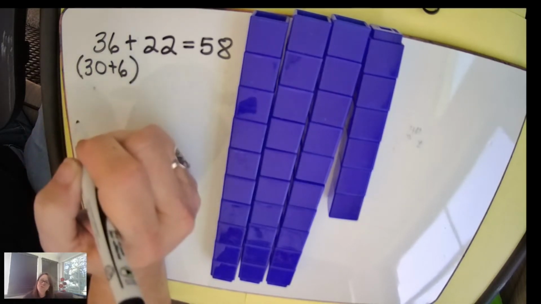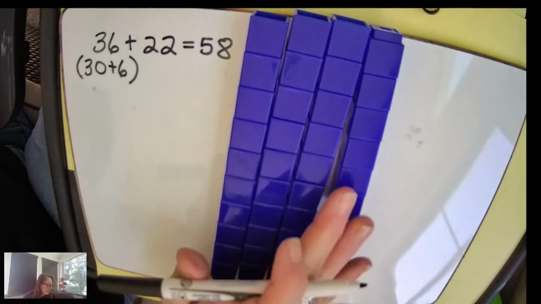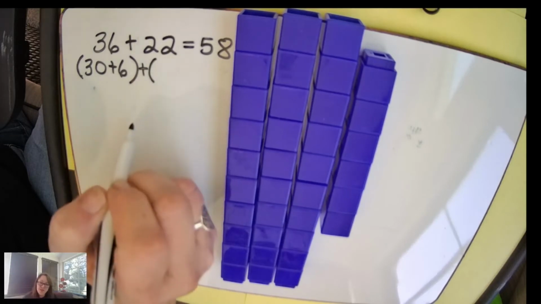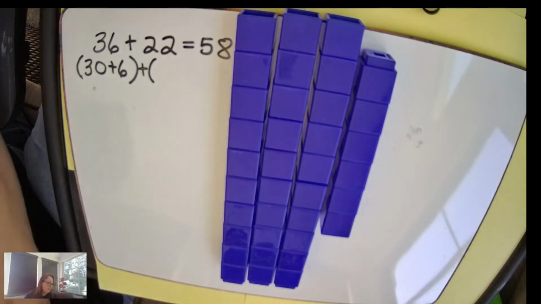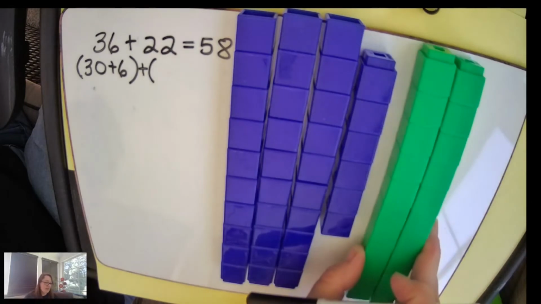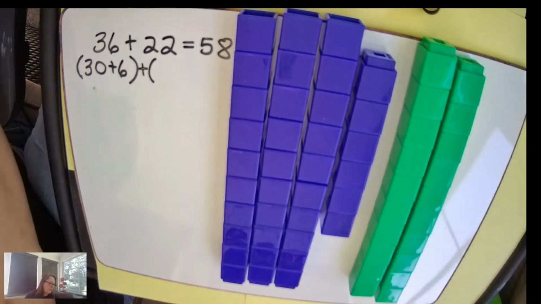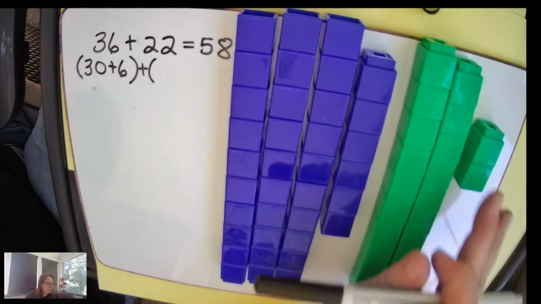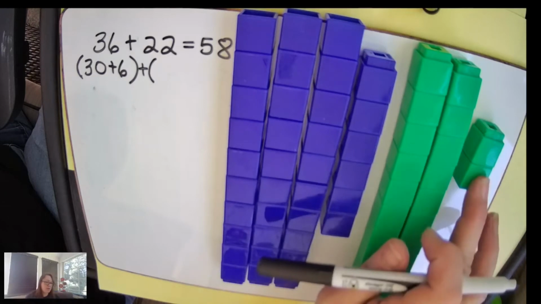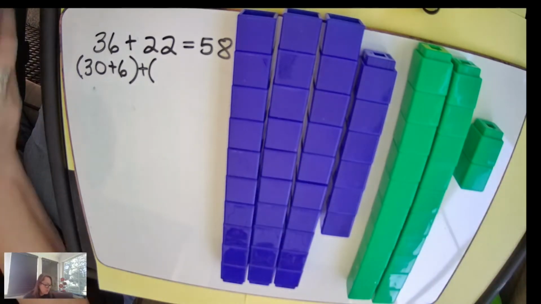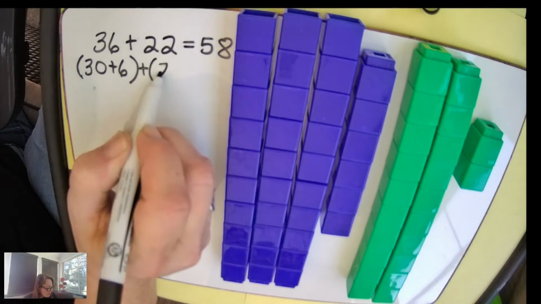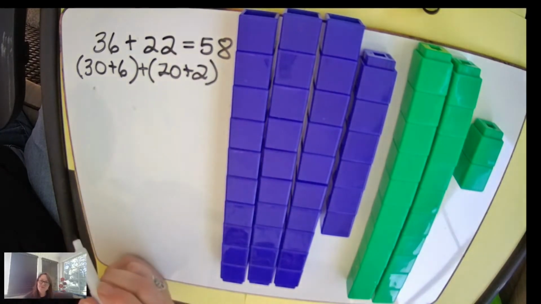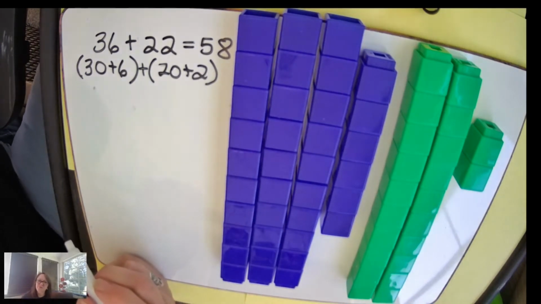Okay, Matt, tell us more. All right, so then he was thinking about the 22 as being 2 tens, 10, 20, and 2 ones, 1, 2. So 22 is 20 plus 2. All right, Matt, tell us some more.